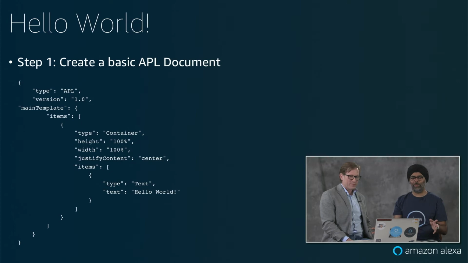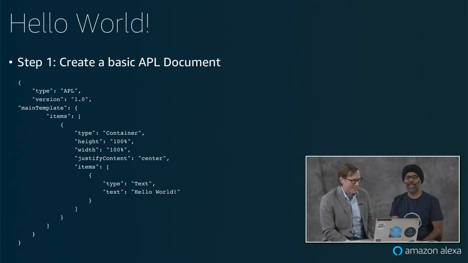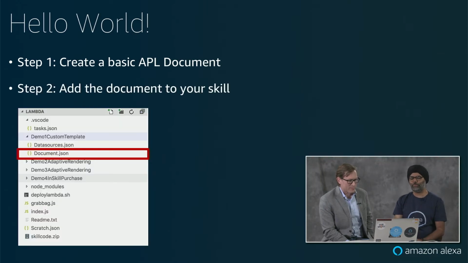APL is JSON. It is JavaScript Object Notation. And it's pretty straightforward. We've got a container. It's got a piece of text, and it says hello world.